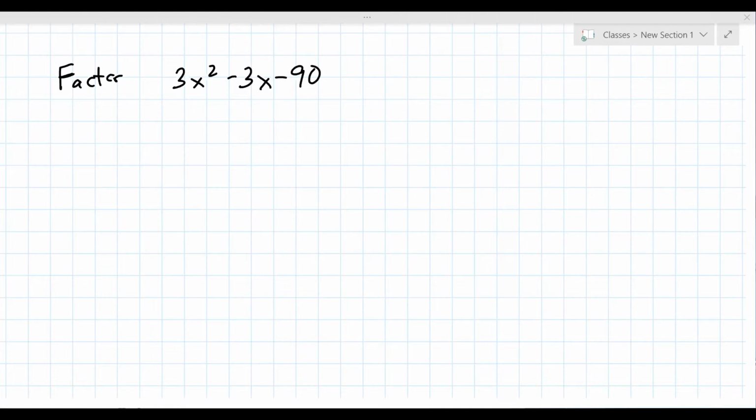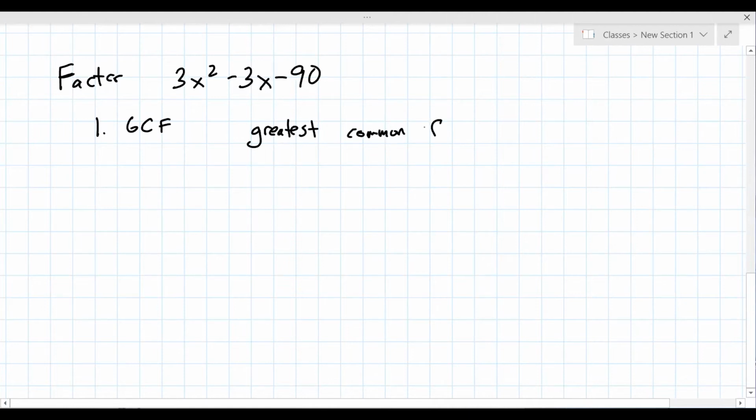All right. The first thing you do when you factor a question like this is you have to remember there's a ton of different types of factoring. The most common one is GCF, or the greatest common factor. So we notice that there's a 3 that goes into each of the terms here. So if I factor 3 out, I get 3 parentheses x squared minus 1x minus 30. And if you're not sure that this is correct, you can always distribute in the 3 to see that you get back to the original one. So we factor out the 3.